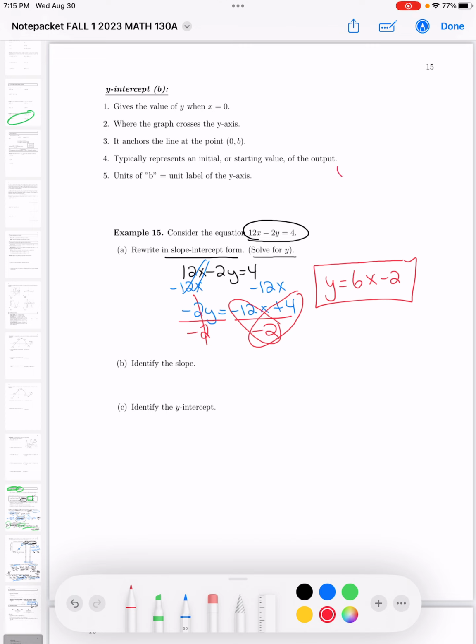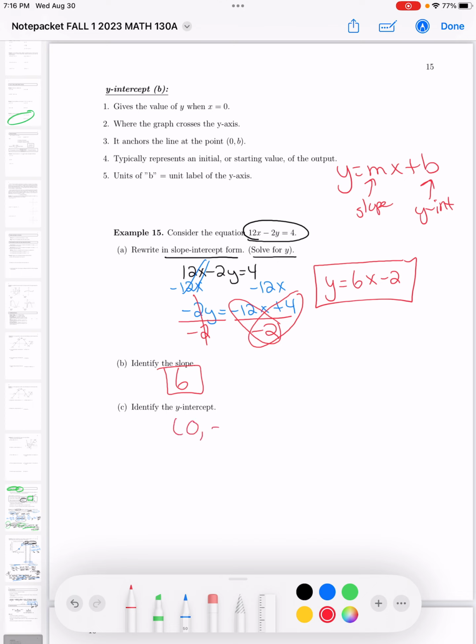Thinking about our y equals mx plus b, where m's the slope and b is the y-intercept, my slope is the number in front of x. So the slope is 6. It's not 6x. The slope is just the number. So it's that number in front of the variable, so 6. And the y-intercept is negative 2.